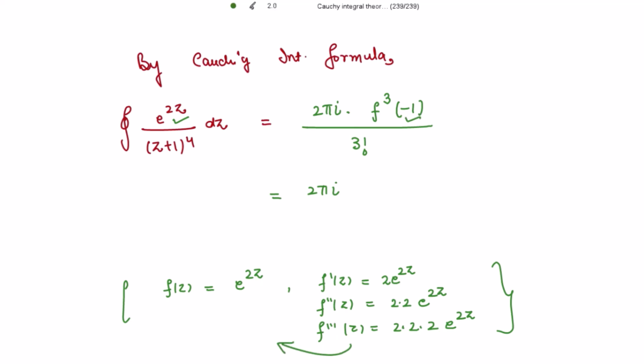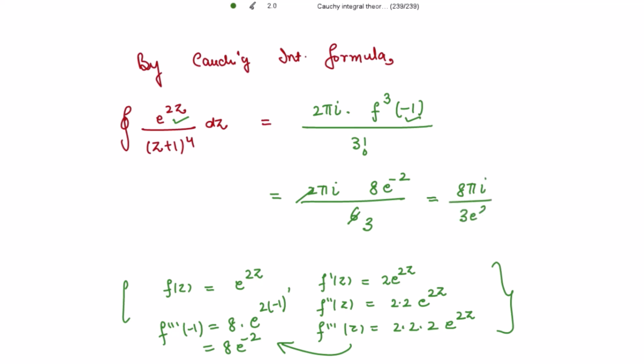From here, if I put z equal to negative 1, I get 8 into e to the power 2 into negative 1, that is 8 into e to the power minus 2. So this is 8 into e to the power minus 2 divided by 3 factorial, which is 6. Cancelling this with 2, we get 8 pi iota divided by 3e square. So this is the required answer for the given integral. Okay, thank you. Stay blessed.